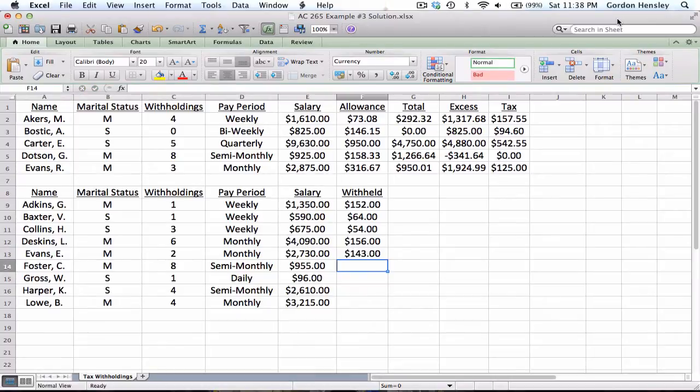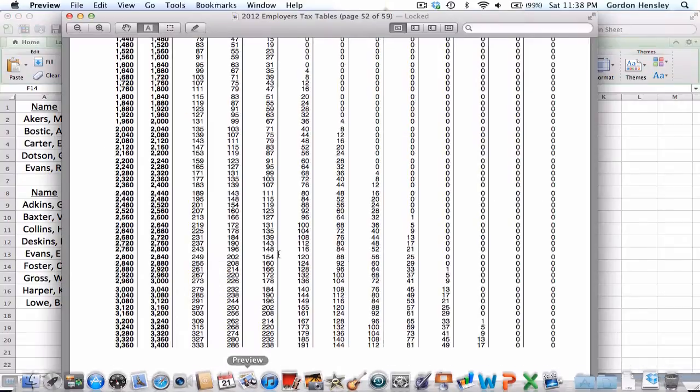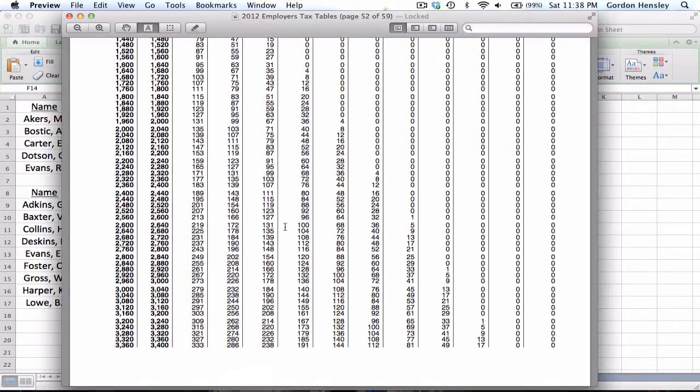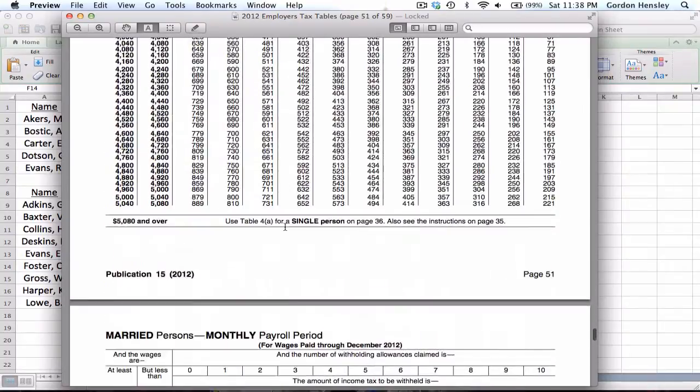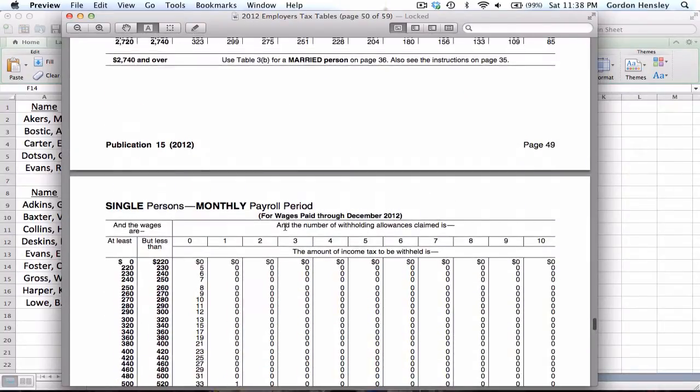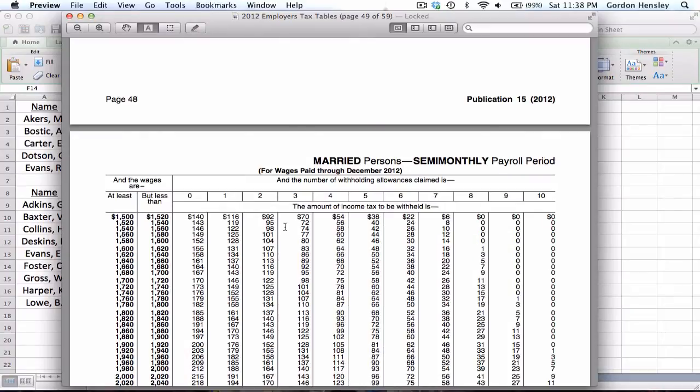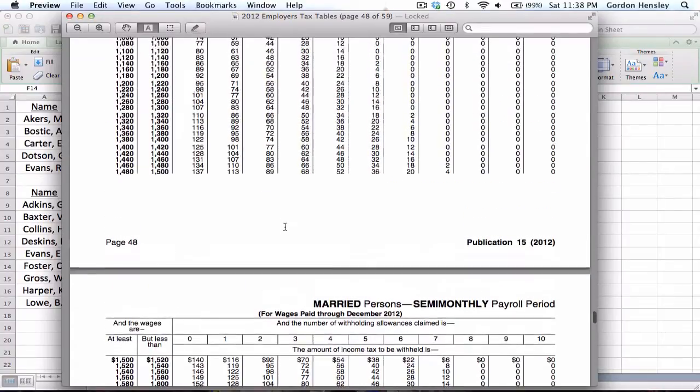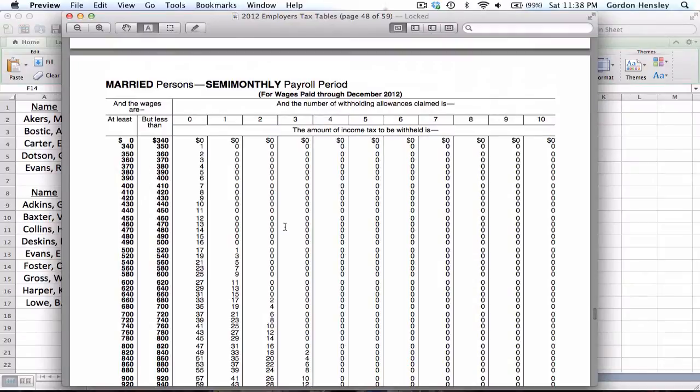The next person is married semi-monthly, 8 withholding allowances, salary of $955. So I'm looking for married semi-monthly. Well, I know that I passed that up as I was scrolling down through there. So basically I just have to back up until I can find that particular table. So for this person, it is going to be married semi-monthly table all the way over to the 8 column for 8 withholding allowances. Their income $955.